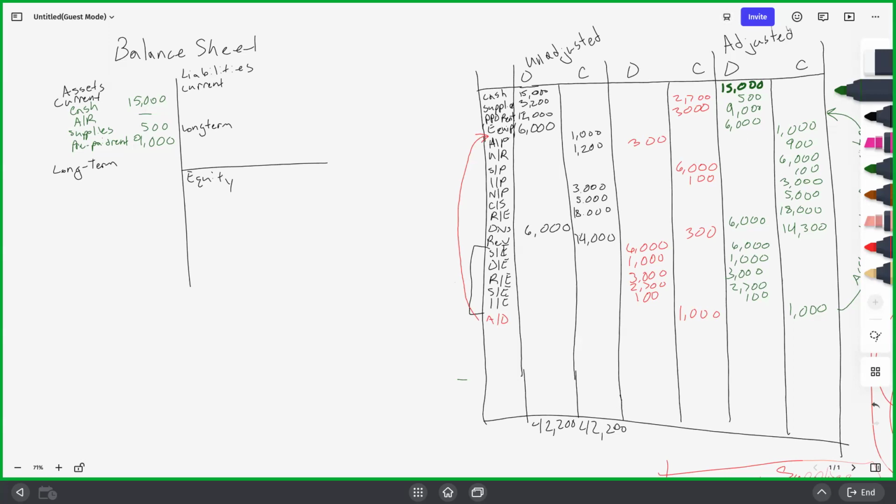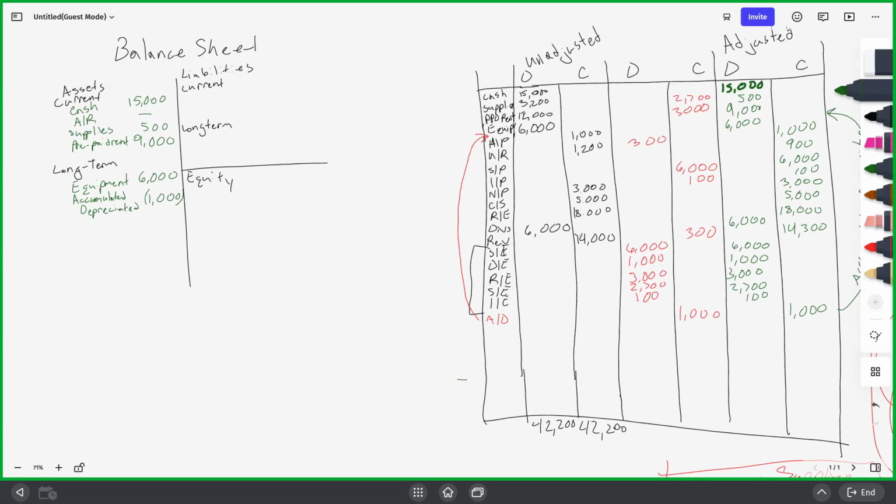Land, building, equipment. Does equipment come with a buddy? Accumulated depreciation, 80. Are we adding or subtracting? Subtract. Perfect. Why is that? Contra asset. So now liabilities.